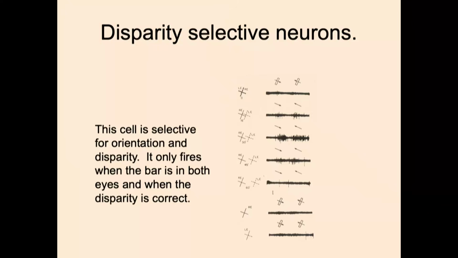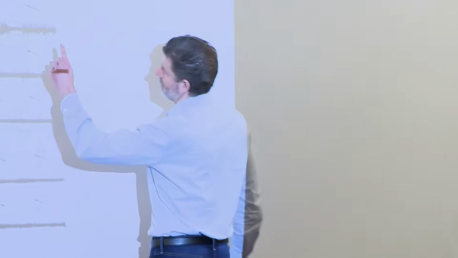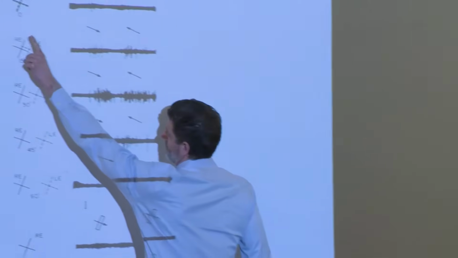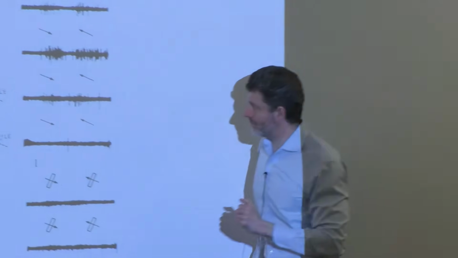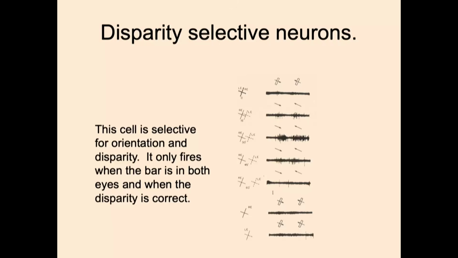Okay? But it's nonetheless the case that you see plenty of neurons that get input from both eyes, and some of them are disparity selective. So here's an example of a neuron that is selective for both orientation and disparity. What you're seeing here is the position of the stimulus in the left eye and the right eye. And these numbers here are the minutes of arc that separate the images in the 2 eyes. Okay, so that's 0. That would correspond to 0 disparity, 15 minutes, 30 minutes, 45, 60, and so forth.